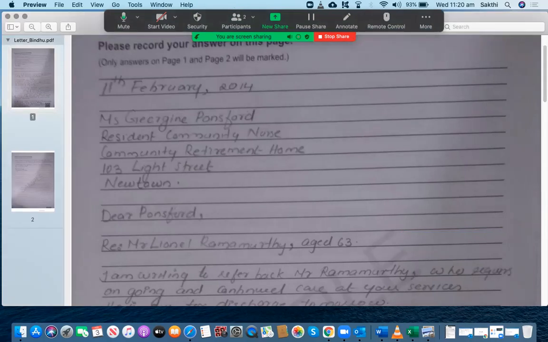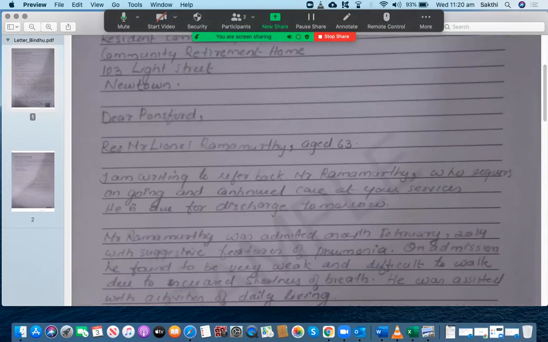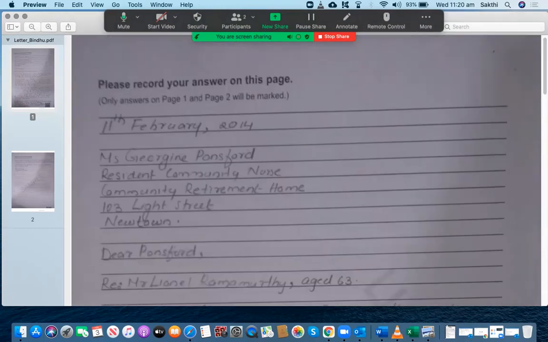Community retirement home. That's fine. 103 Light Street. That's okay. Newtown. That's all right. Let's go to the next one. Dear Ponsford, comma. I will tell you what you should have done.